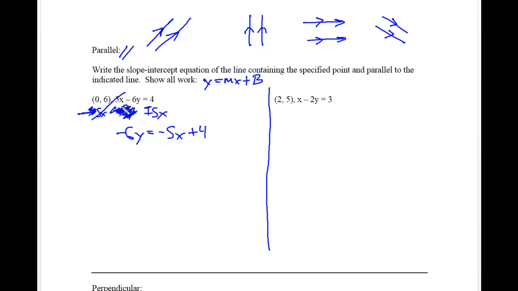So what I did, again, my first step is I need to get my slope. So I'm going to set the y all by itself to figure out what that slope is. Dividing everything by negative 6, this gives me y equals 5/6 x minus, reduced, 2/3. Now this is my slope for my answer. But this is not the y-intercept of my answer.